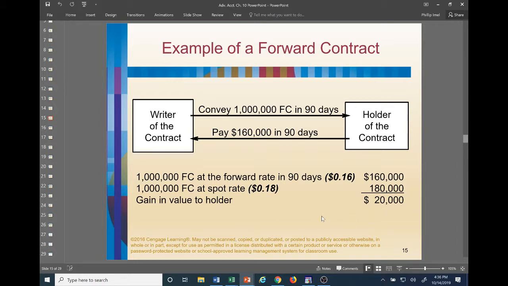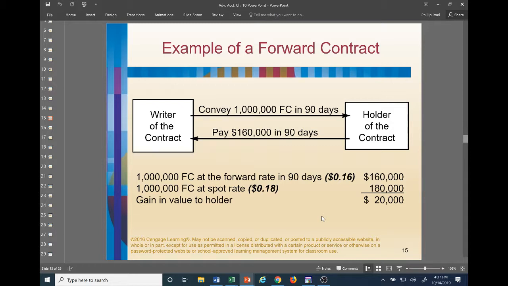Now, why is this a gain as opposed to a loss? This is a gain because on June 29th, the holder received something with a fair value greater than the fair value given up that day. So conversely, this would be a loss to the writer. The holder of the forward contract could buy foreign currencies for $160,000 on the forward date compared to the spot value of $180,000 at that time and immediately experience a gain of $20,000.